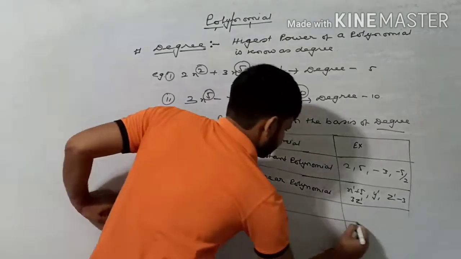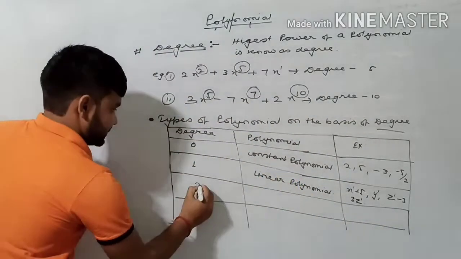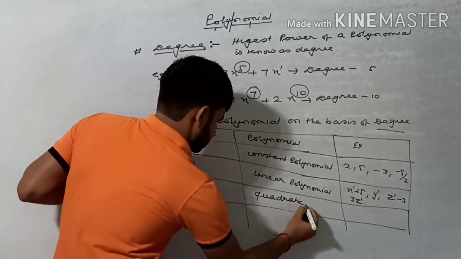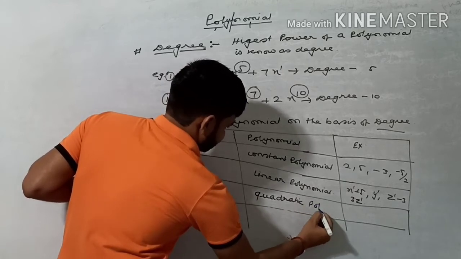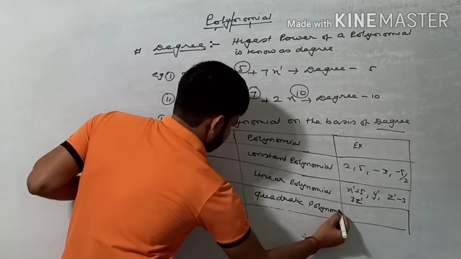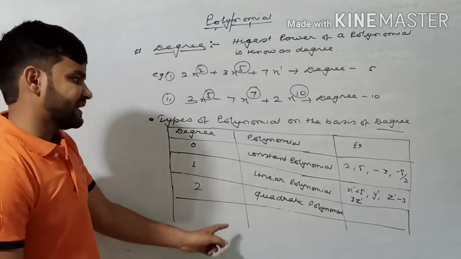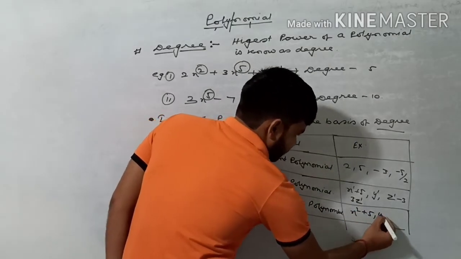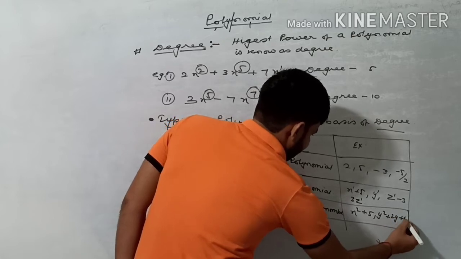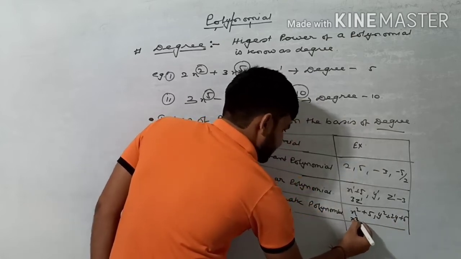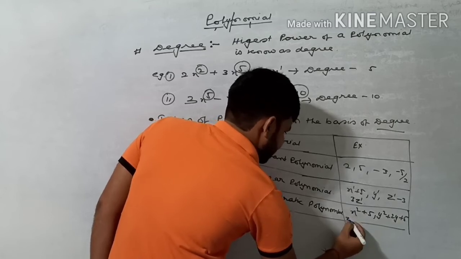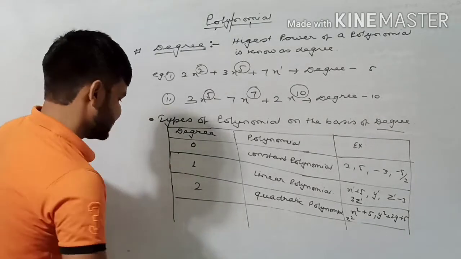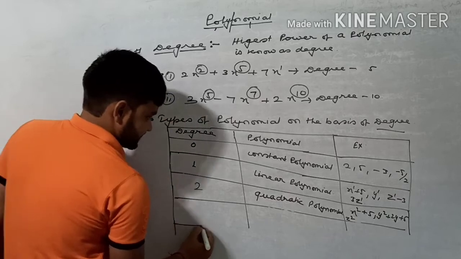After that, degree 2, that means quadratic polynomial. Degree 2 polynomial: x square plus 5, y square plus 2y plus 5, and z square. These are the examples of quadratic polynomial. We separately discuss all these types. Then we clearly understand.